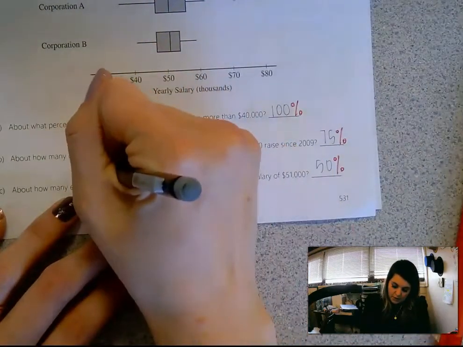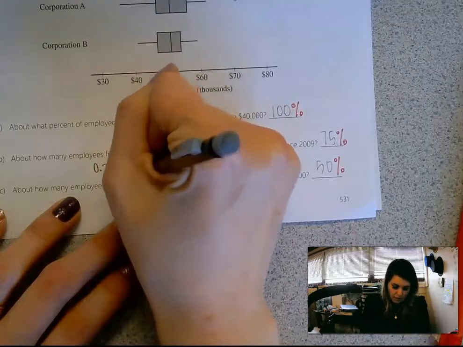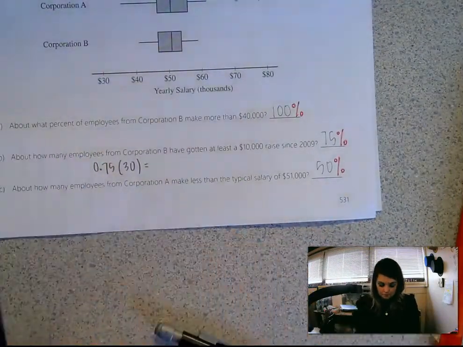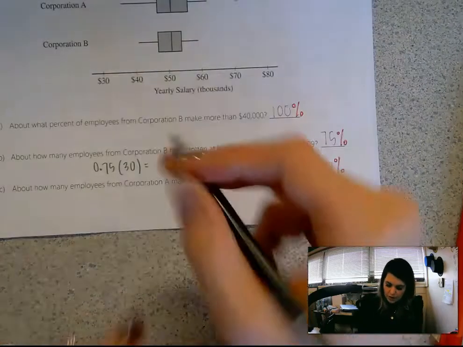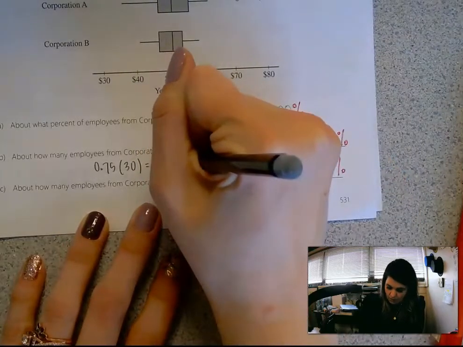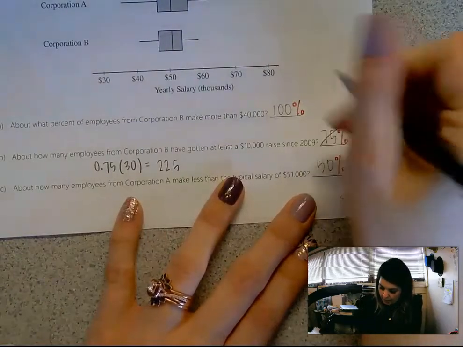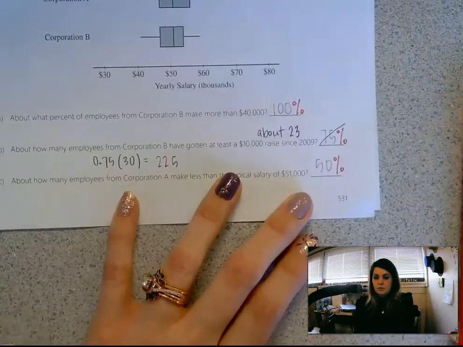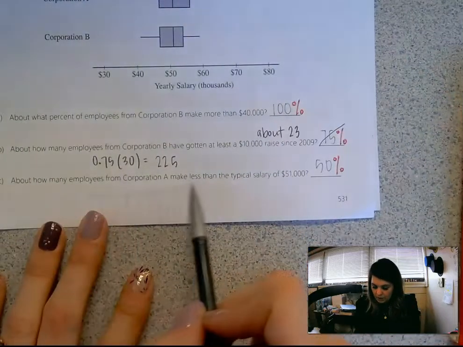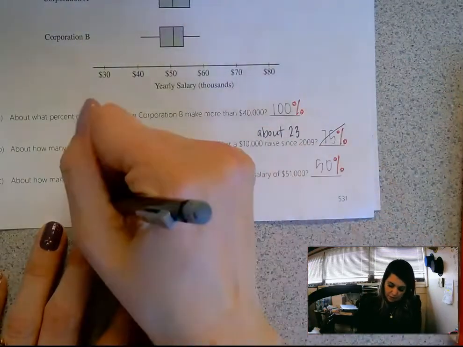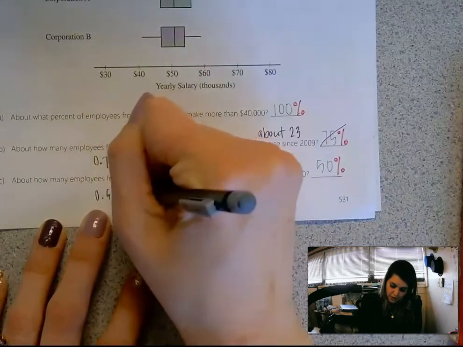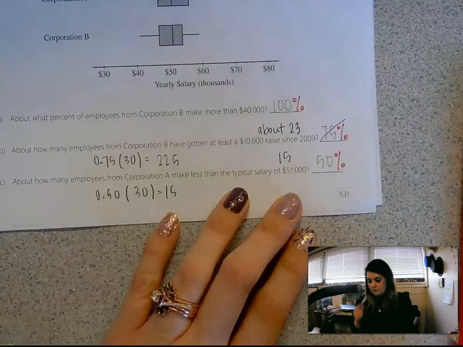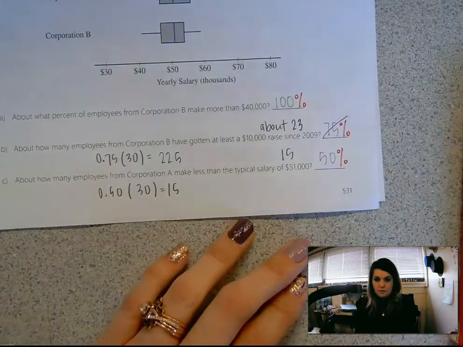So 0.75 times 30. Oh my word, we almost got this one wrong. 22.5. So I'm going to say about 23. I'm going to round up. How many employees in Corporation A? 50% of 30 is 15, so I'm going to write 15. Okay, I feel okay about that.